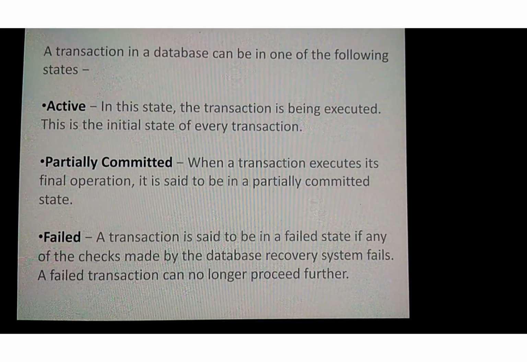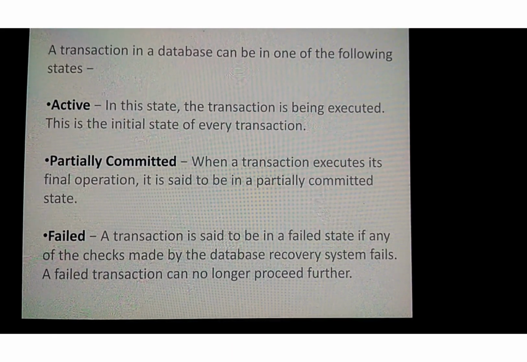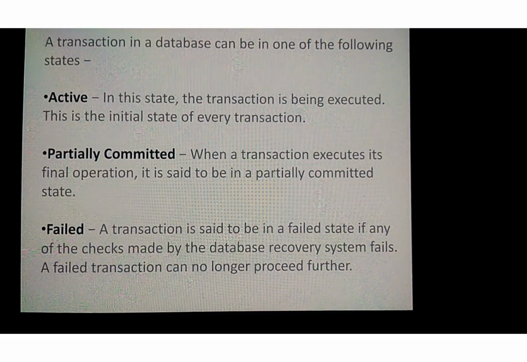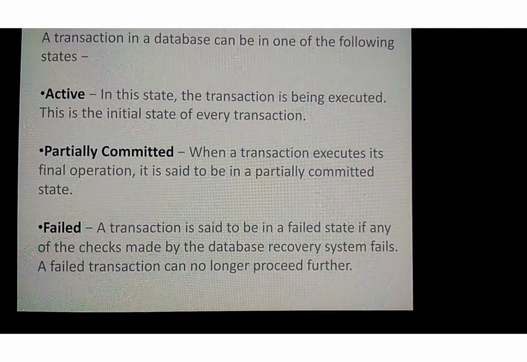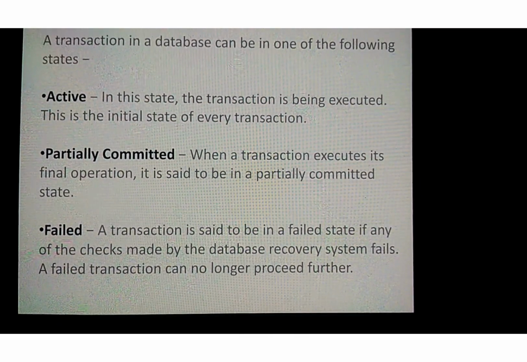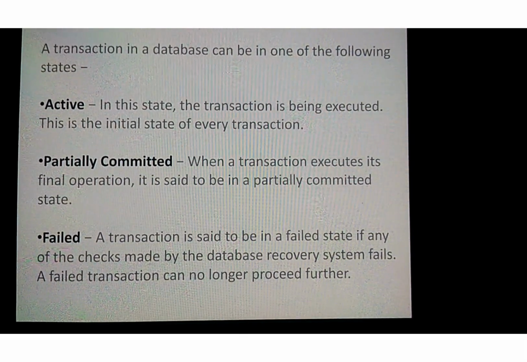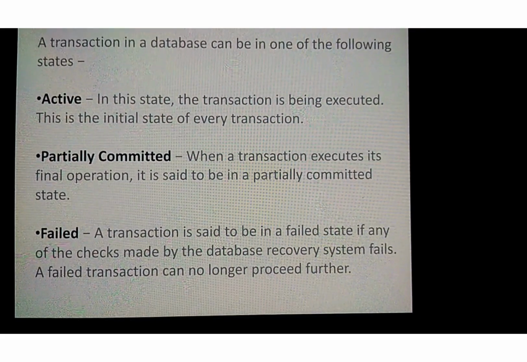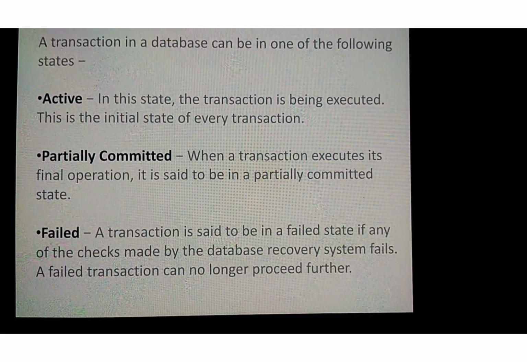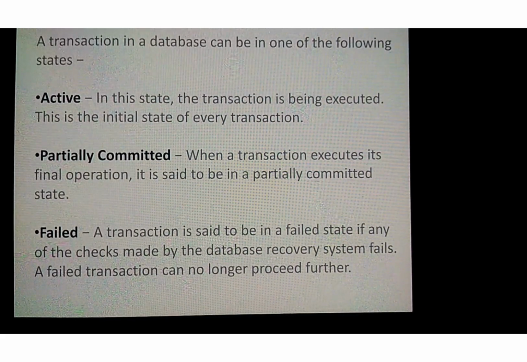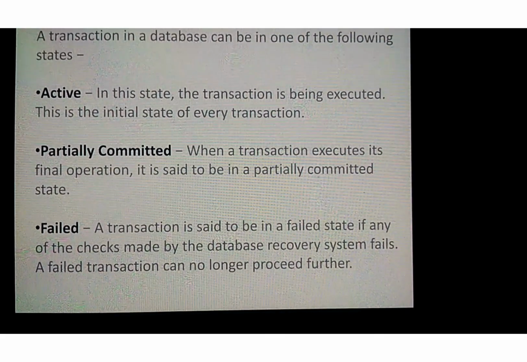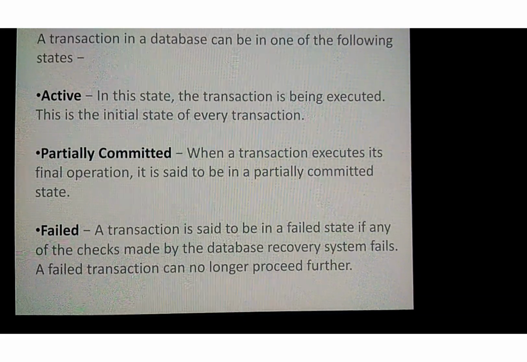A transaction in a database can be in one of the following states. First one is active state. In this state, the transaction is being executed. This is the initial state of every transaction. Then second one is partially committed state. When a transaction executes its final operation, it is said to be in a partially committed state. Then third one is failed state.